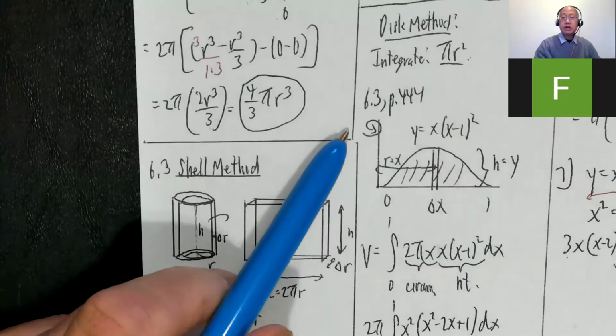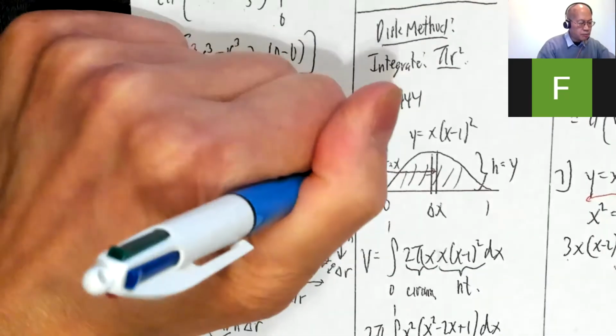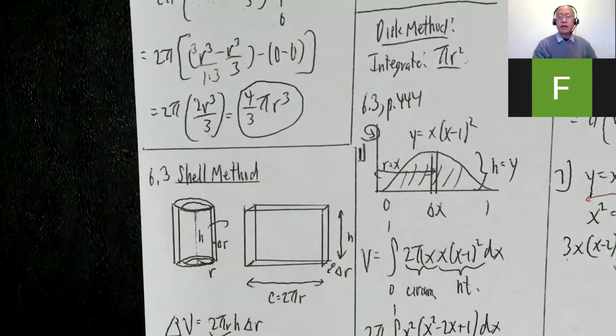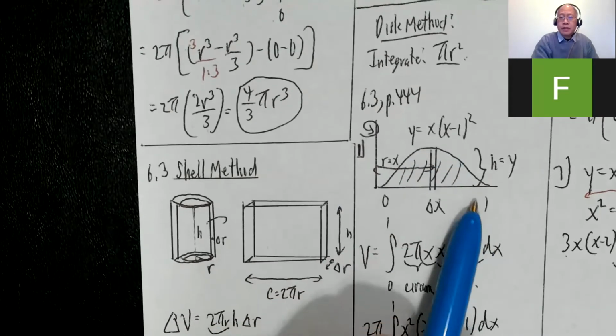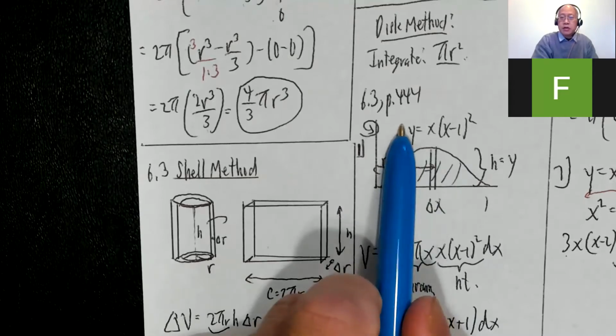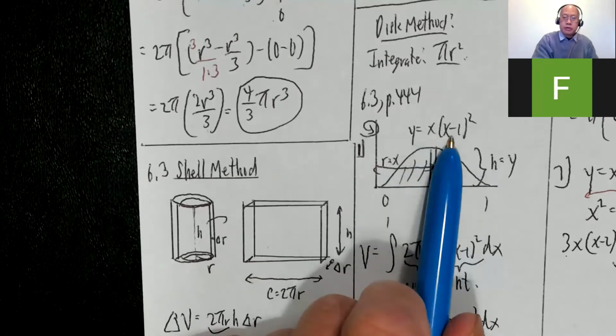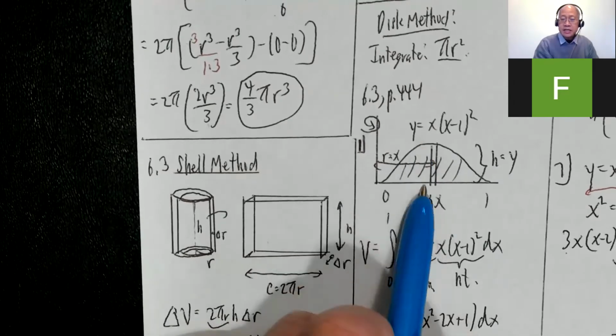Okay, so 6.3, page 444, problem number 1. I guess I need to label problem 1. Okay, they showed you the picture. I showed it, but here's y equals x times (x minus 1) squared from 0 to 1. How do I get 0 to 1? You just set this equal to 0. What makes this thing 0? 0 and 1. Okay. So I slice delta x.